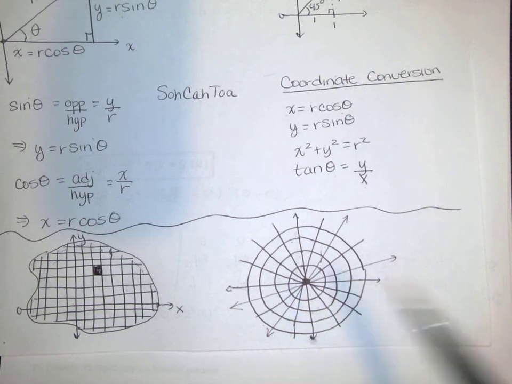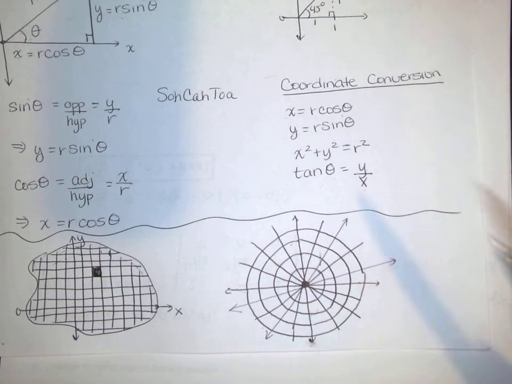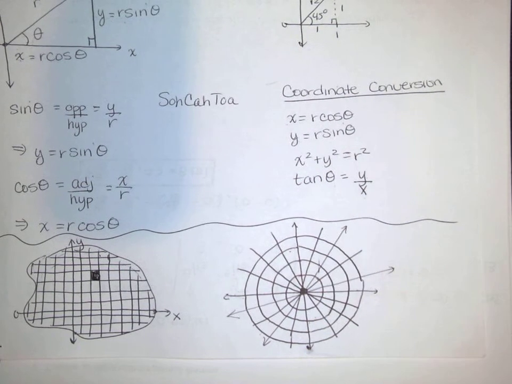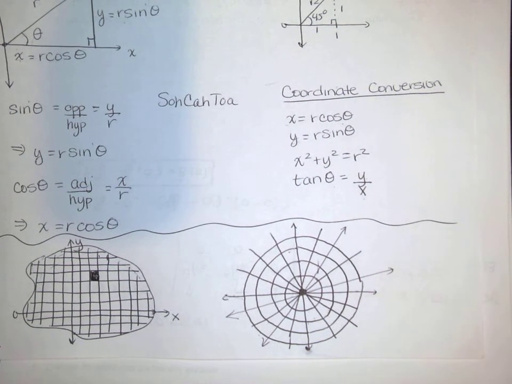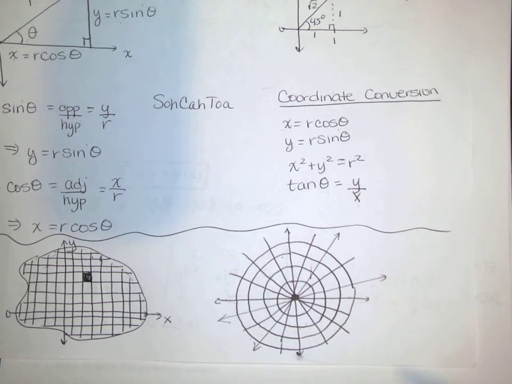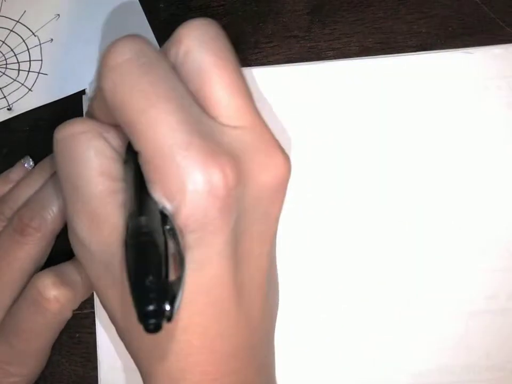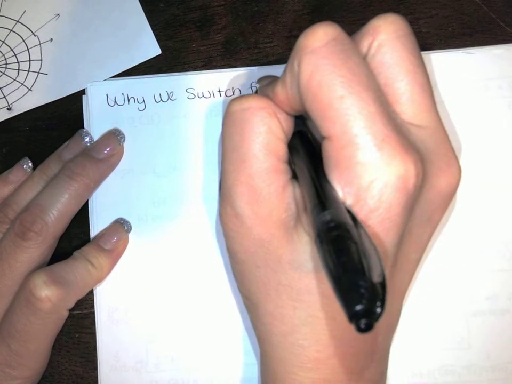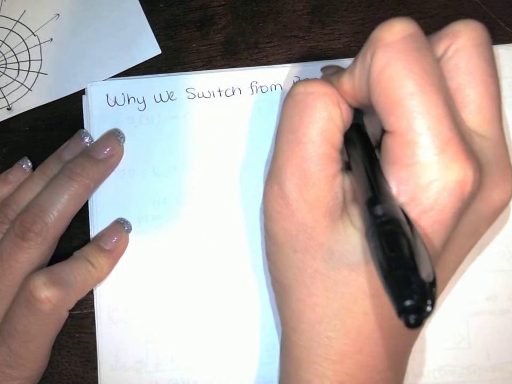Now, if your function f of x, y has an x squared plus y squared in it anywhere, well, every x squared plus y squared can be replaced with r squared, so that would be easier to describe in polar coordinates. So let's write all of this down. We'll say the reason why we switch from rectangular to polar coordinates is to make the integration easier.